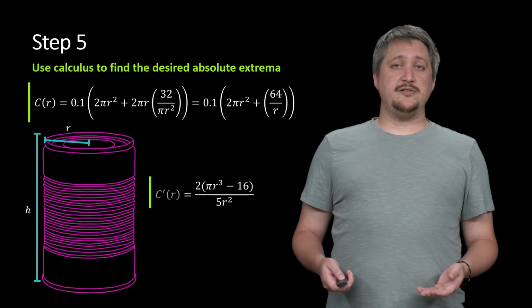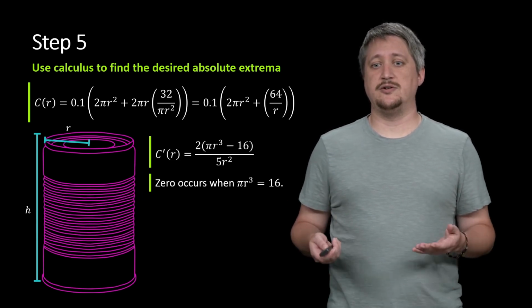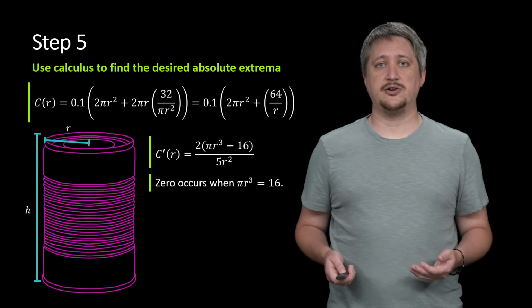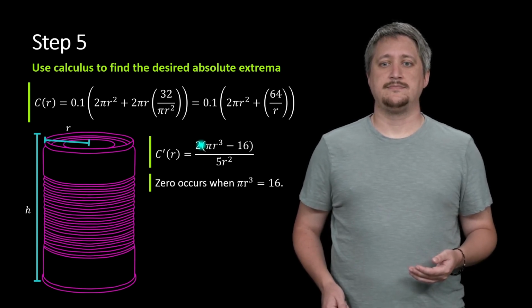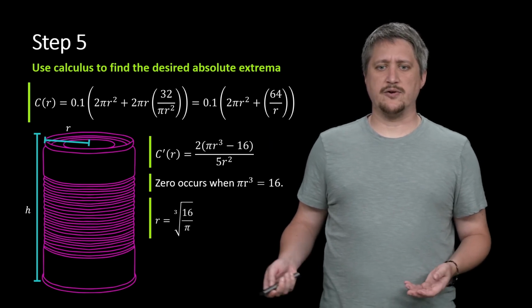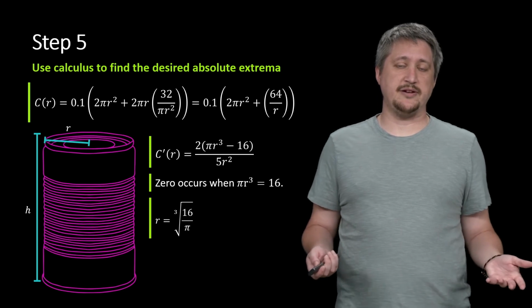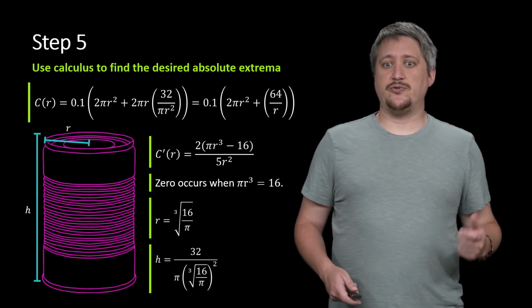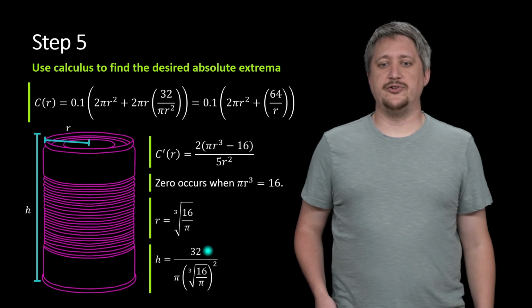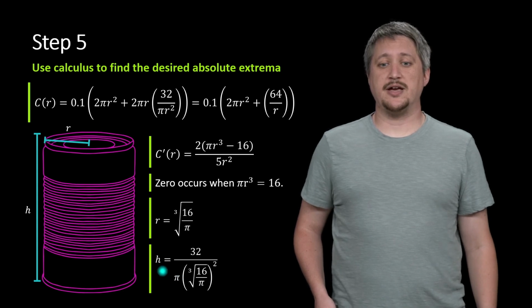And that thing's going to be 0 where the pi r cubed is 16, right? Where the top is 0 up here. So I can solve for r there. Gives me this cube root of 16 over pi, which is some admittedly awful number. And I can plug that back into my h formula, which was 32 over pi r squared. So I just plugged in my r here to get that bit there. And this is my r and this is my h.